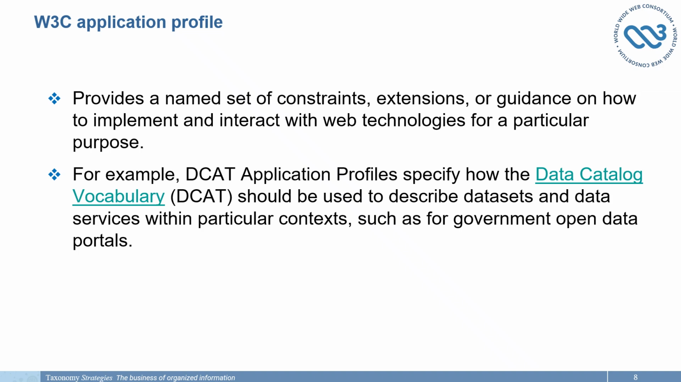According to the World Wide Web Consortium, an application profile is a specification that defines a particular way of using one or more base specifications to achieve a specific function or interoperability goal within a community of practice. For example, data catalog application profiles specify how the data catalog vocabulary should be used to describe data sets and data services within particular contexts, such as for government open data portals.